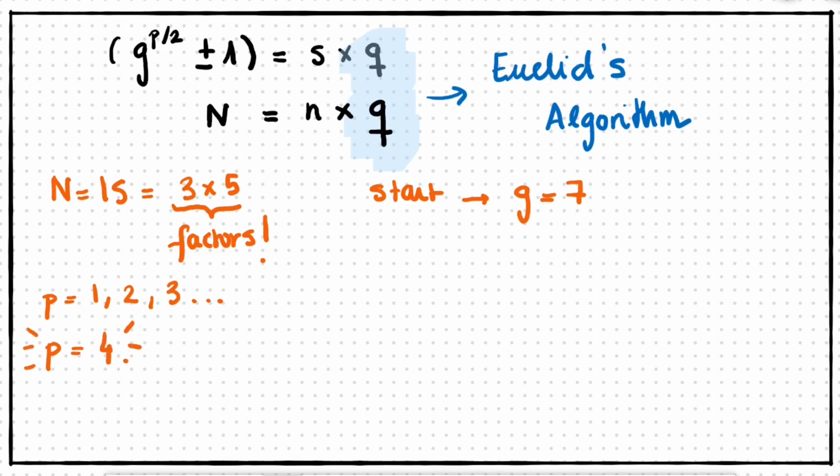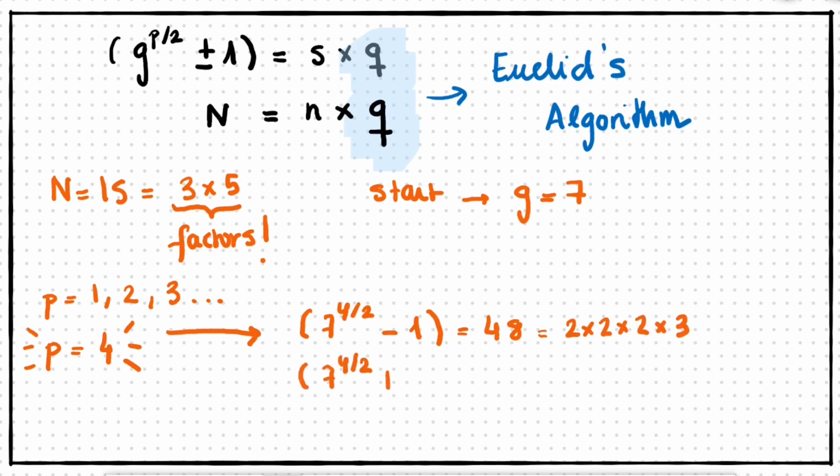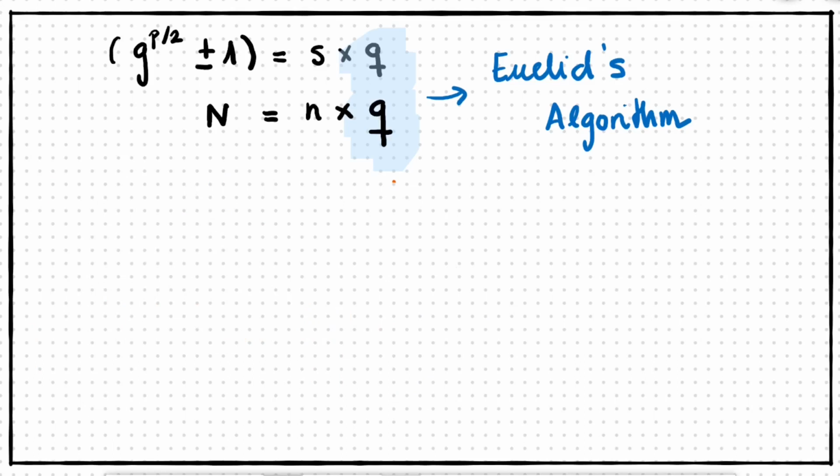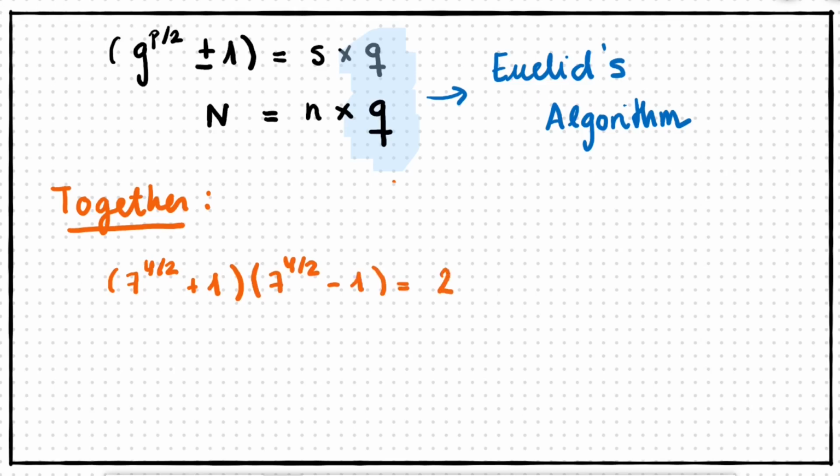Now we have 7^(4/2) + 1 equals 50, which equals 2 times 5 times 5. 7^(4/2) − 1 equals 48, which equals 2 times 2 times 2 times 2 times 3. So we can see that these two numbers are not directly 15, but they share factors of 15. Finally, (7^(4/2) + 1) times (7^(4/2) − 1) equals 2^5 times 5 times 15.